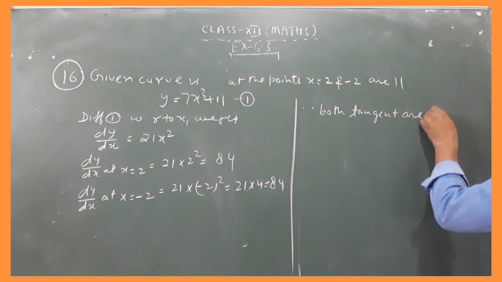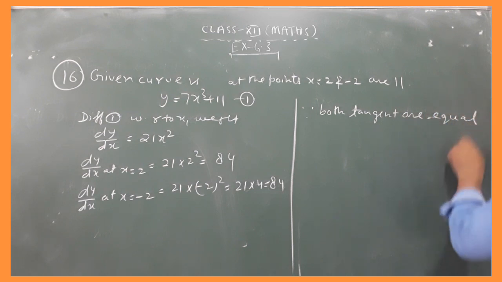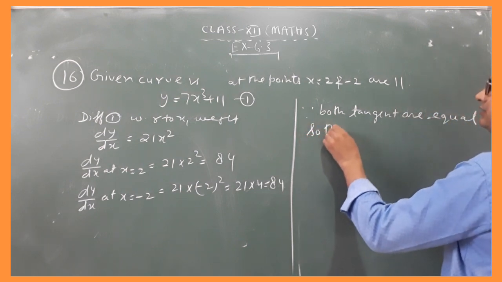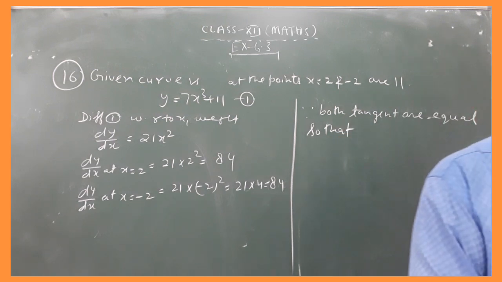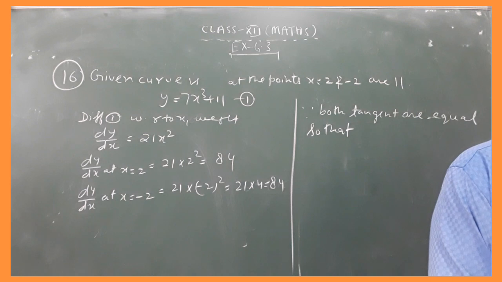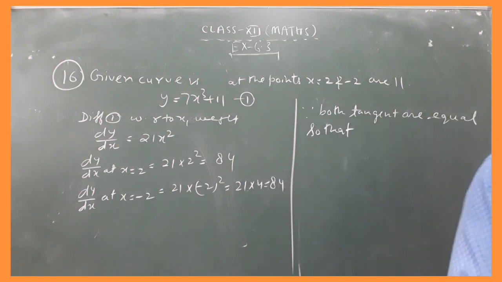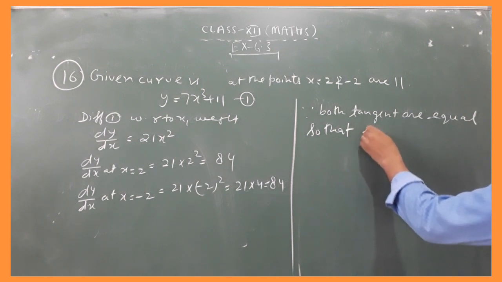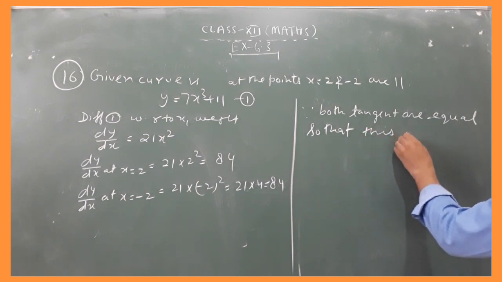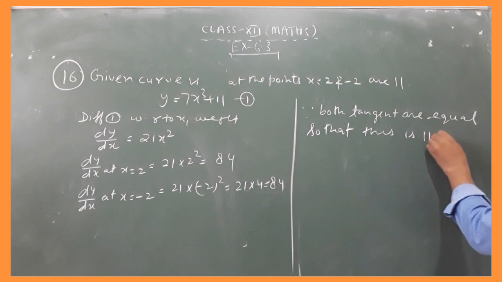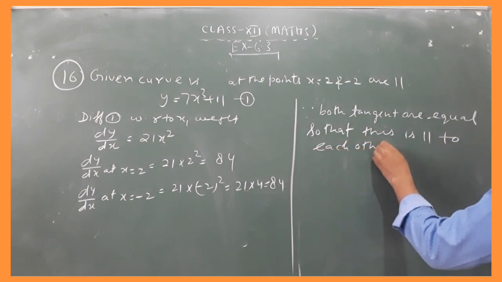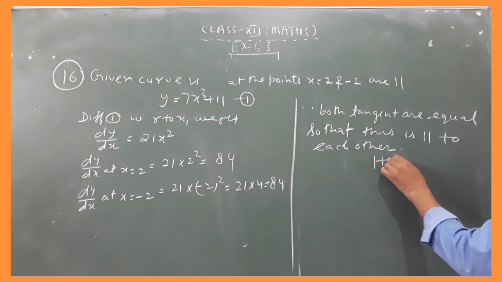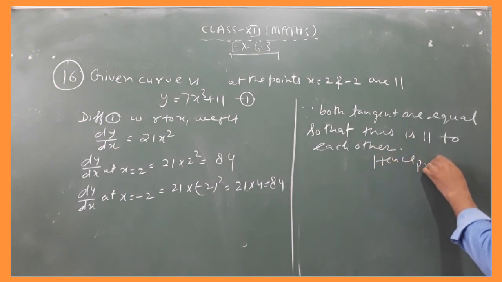Since both tangents are equal, so that this is parallel to each other। दोनों एक दूसरे के पैरेलल हैं, hence proved.